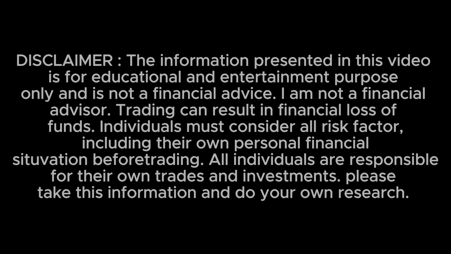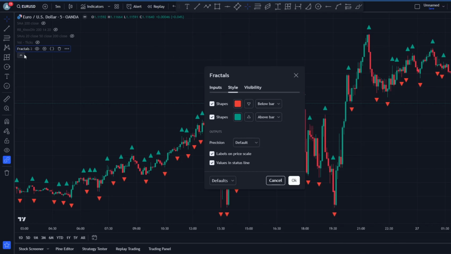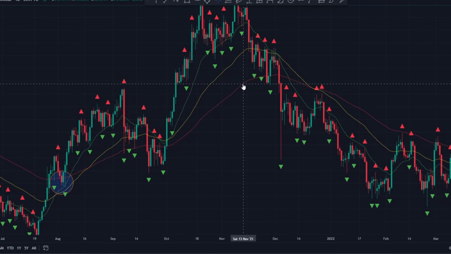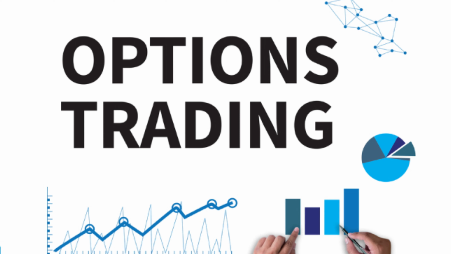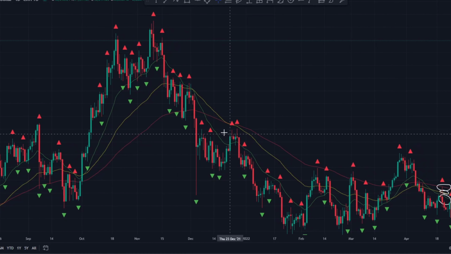This strategy uses altered moving average with a key indicator called the Williams Fractals, and we'll combine it with a few moving averages to make it even more powerful. This method is easy to follow, works across different markets, forex, crypto, options, and most importantly, it's reliable. Let's dive right into it.